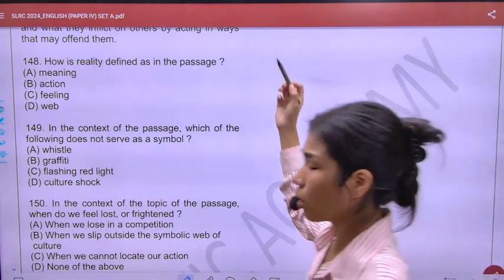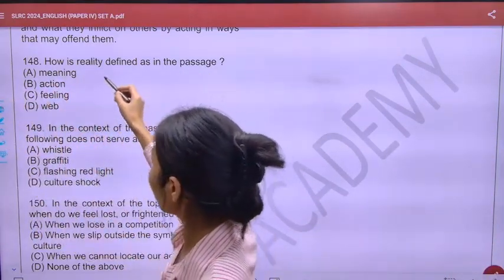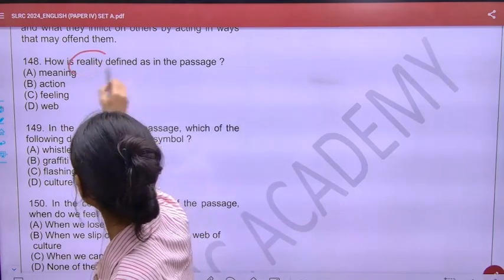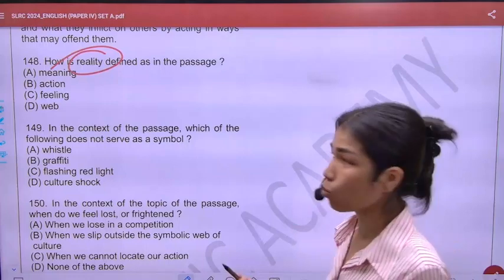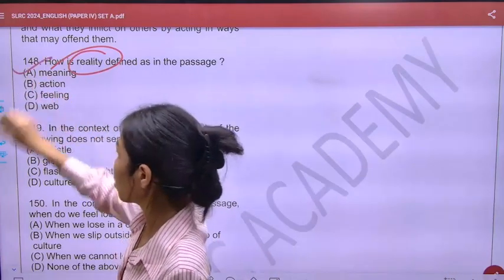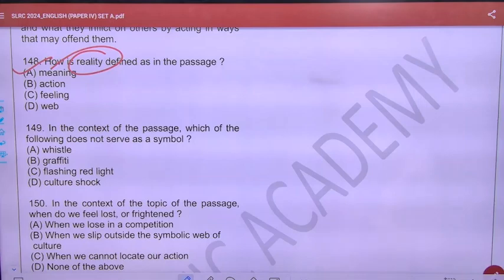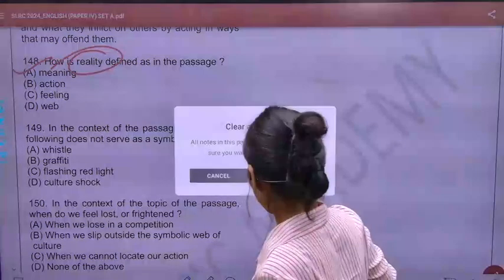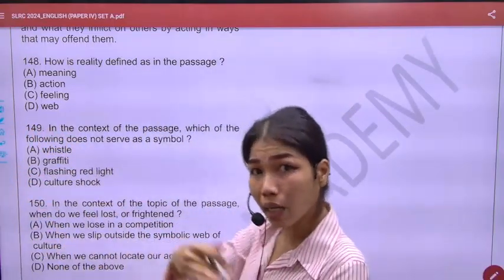So here in the passage, they are talking about the meaning of life. So how is reality defined, meaning life. So here the meaning of reality is asked, and it should be the option number A. Next one, in the context of the passage, which of the following does not serve as a symbol?